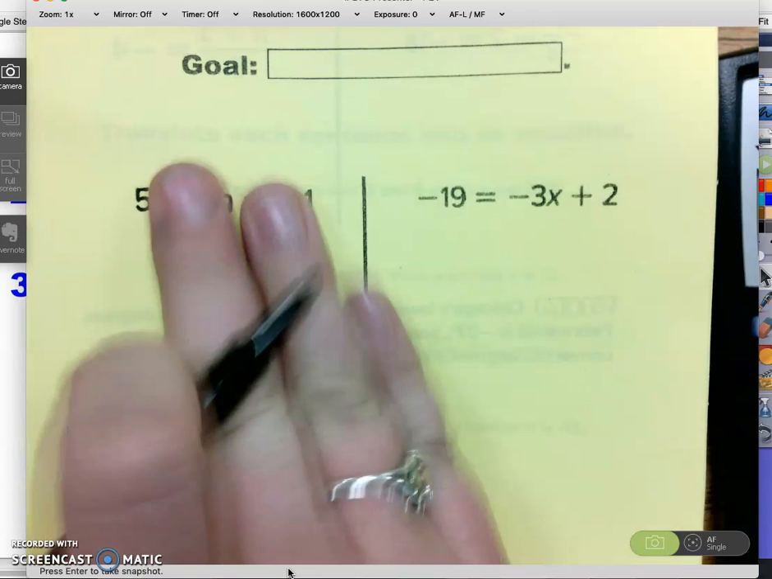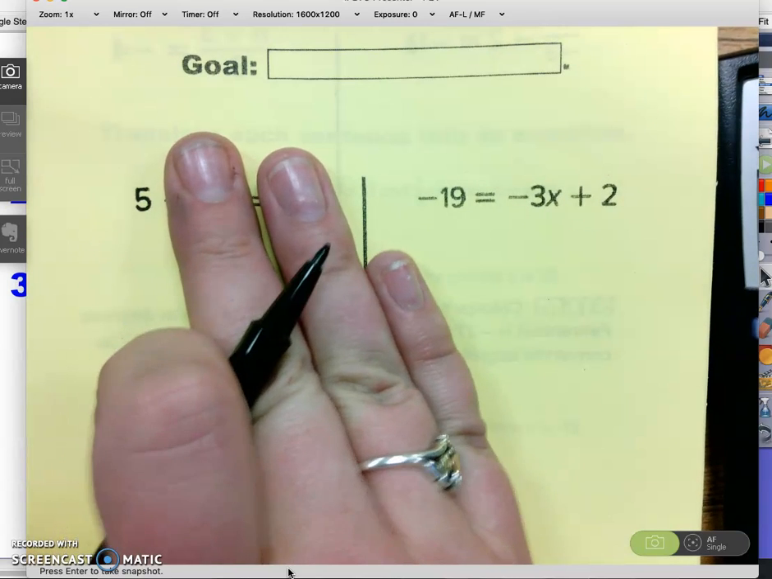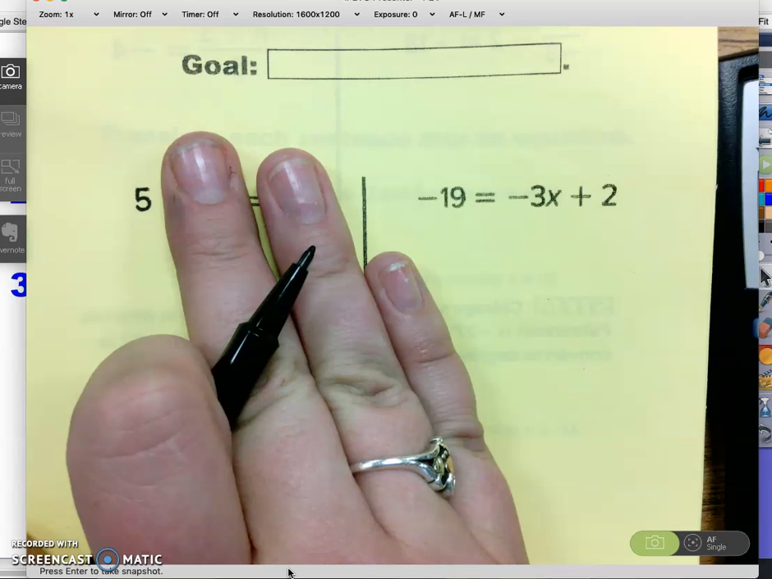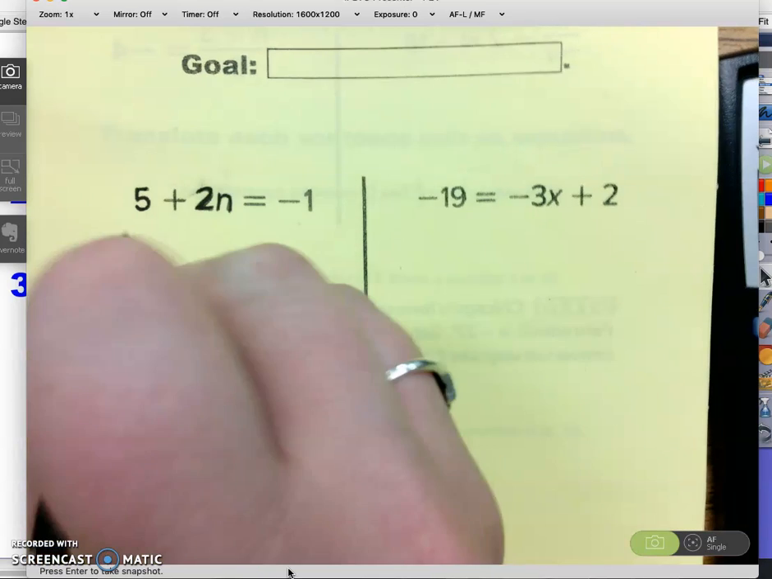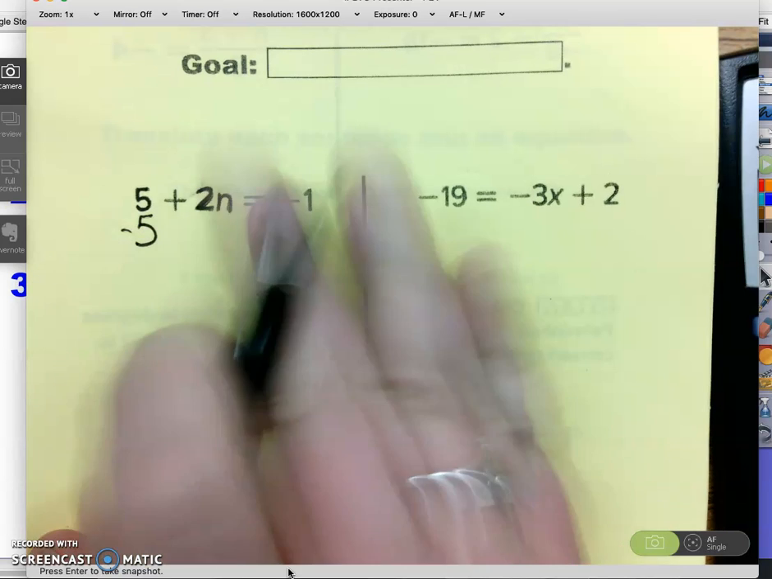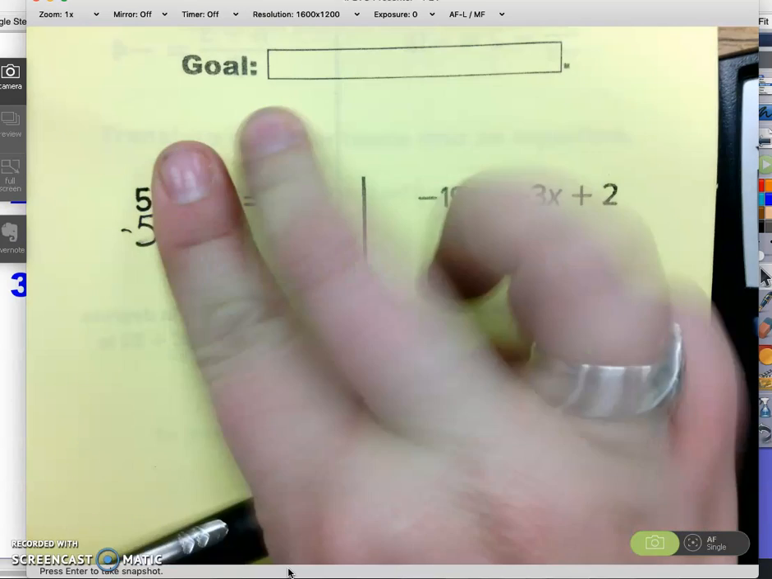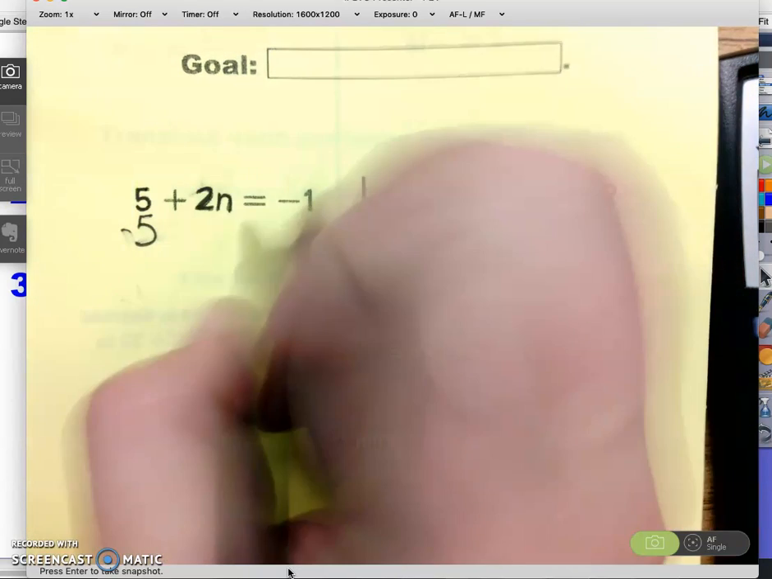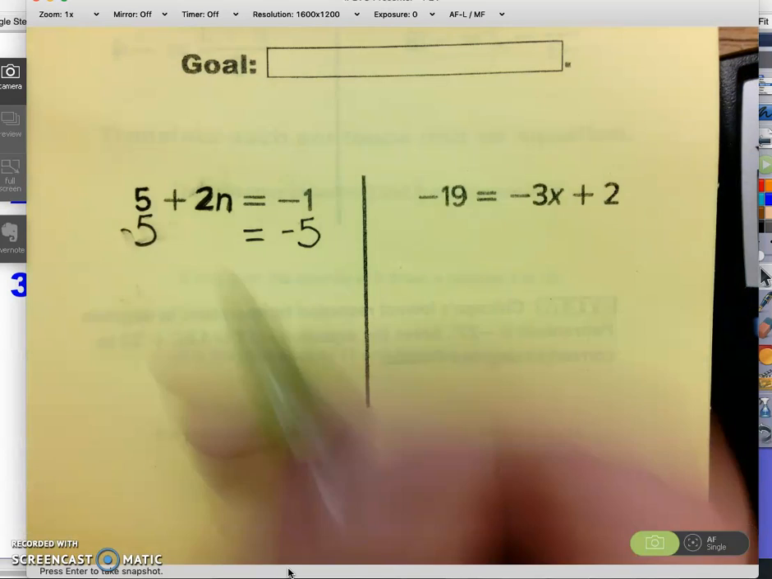So I'm not even going to worry about whatever's behind it. I just look at the 5. How do I get rid of 5? I have 5, I want to take away 5, right? So I'm subtracting 5. I'm not subtracting because it's the opposite of this plus. I'm subtracting because I have 5 and I need to take away 5. Again, remember, whatever I do to one side, I have to do to the other.